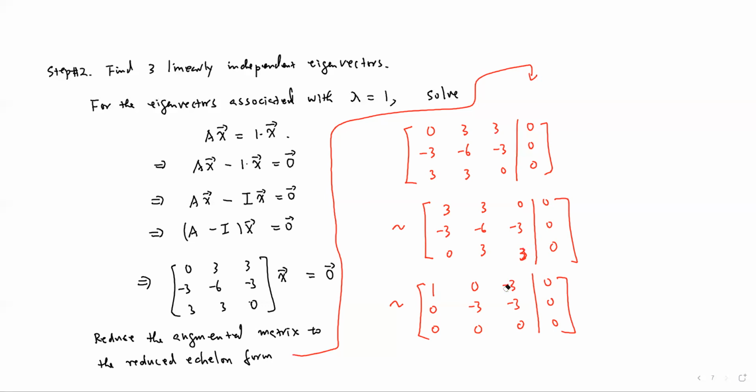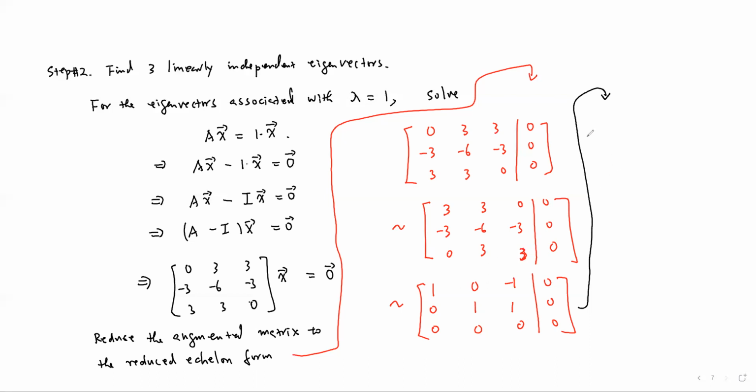Divided by 3. So negative 1. Divide the second row by negative 3. 1. And 1. This is reduced echelon form. Okay, now continue. This time, write the reduced echelon form in equations.